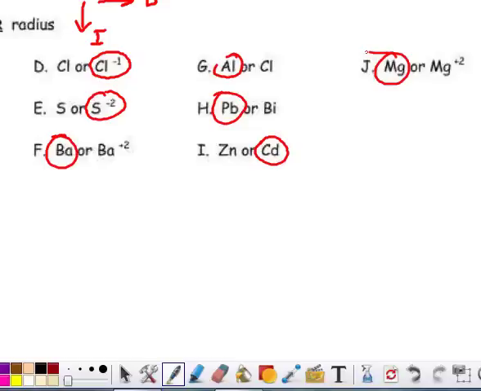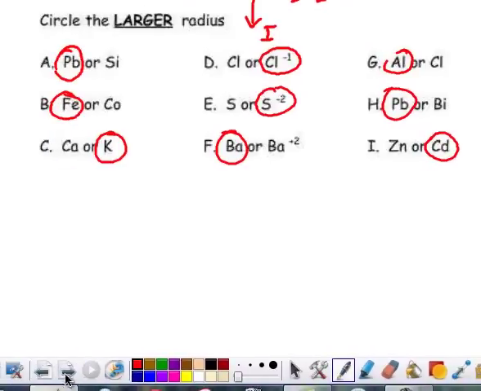Now, I didn't ask any where they're not in the same column or row. We didn't spend a whole lot of time on these trends. Normally, I would do that, and the increase going down would be greater than the decrease across, but I'm only going to ask them the easy ones.